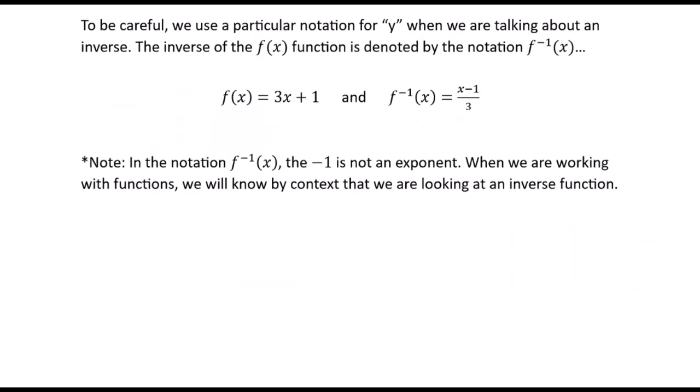To be careful, we use a particular notation for y when we're talking about an inverse. The inverse of the f of x function is denoted by the notation f inverse of x. So our original function was f of x equals 3x plus 1, and f inverse of x was (x minus 1) over 3. Just a note, in the notation f to the negative 1 of x, the negative 1 is not an exponent. In the context of functions, we're saying that that is an inverse.